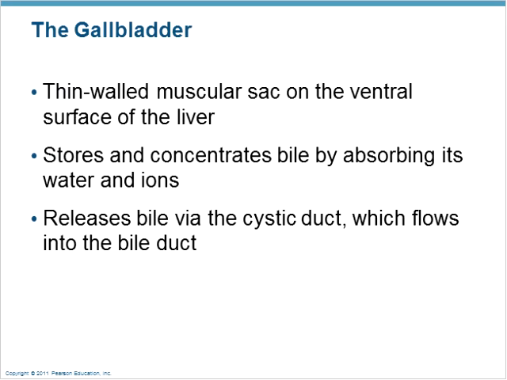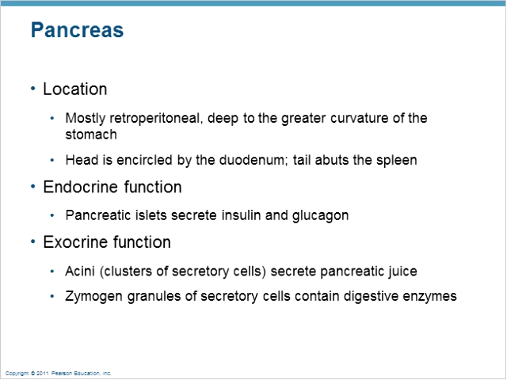The gallbladder is a thin-walled muscular sac on the ventral or undersurface of the liver. Its job is to store and concentrate the bile by absorbing the excess water and ions. It does not produce bile. It stores bile. It's a storage sac. It releases bile via the cystic duct, which flows into the bile duct and ultimately down to the hepatopancreatic duct.